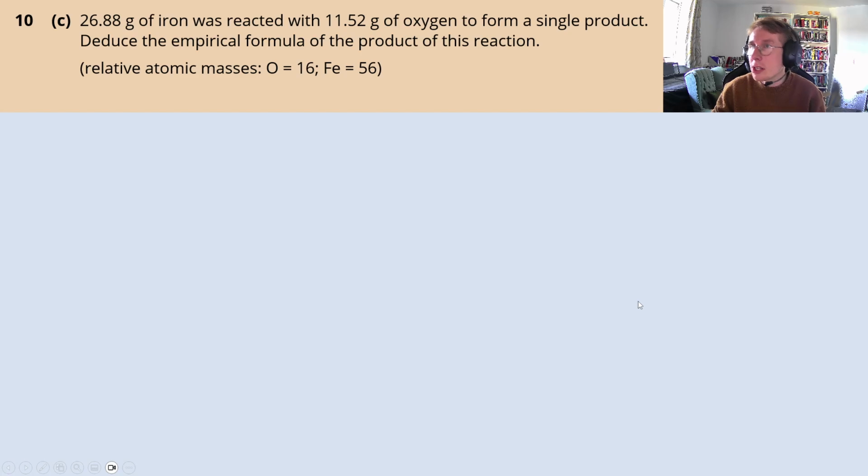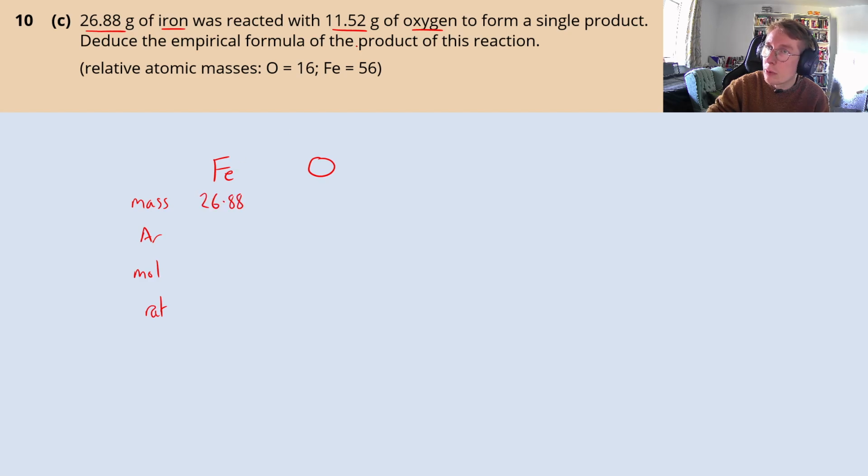We'll now look at a similar example, 10 part C, where the ratio is slightly different. So this time we've got 26.88 grams of iron. Iron has the chemical symbol Fe. And we've got 11.52 grams of oxygen. That's got the symbol O. And we're going to write in our details here. So remember mass, we've got 26.88 grams of iron. We've got 11.52 grams of oxygen.